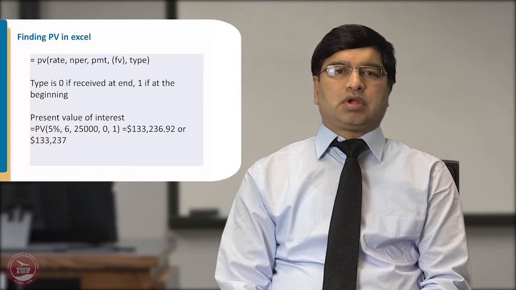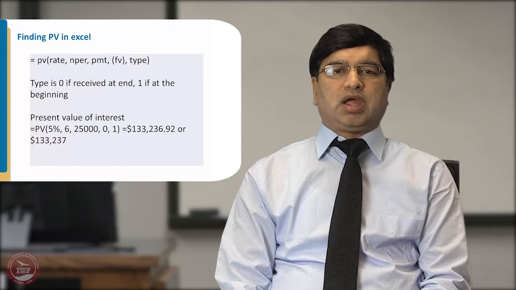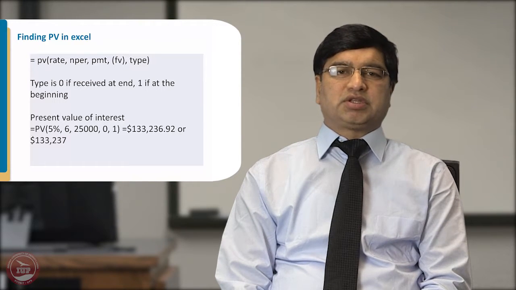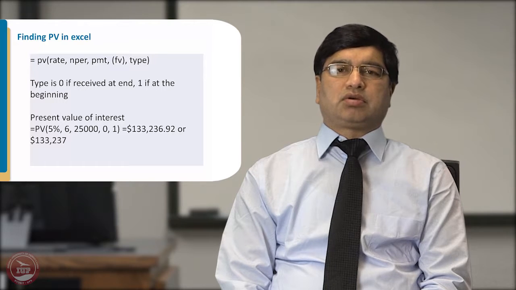type in equal to in any cell, type in PV, and it will pop up this formula in the Excel sheet, which reads rate, NPER, PMT, FV, and type. Now, rate is the rate which was shown at 5%. That is the rate at which you are paying the interest. The number of periods in this case was 6, and the annual payment was $25,000. There is no future value we are looking at, so that is 0.